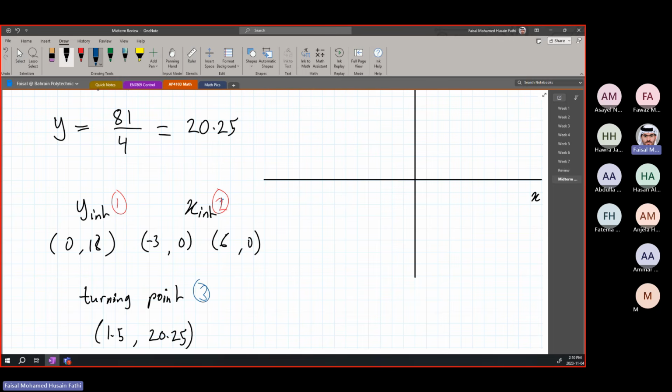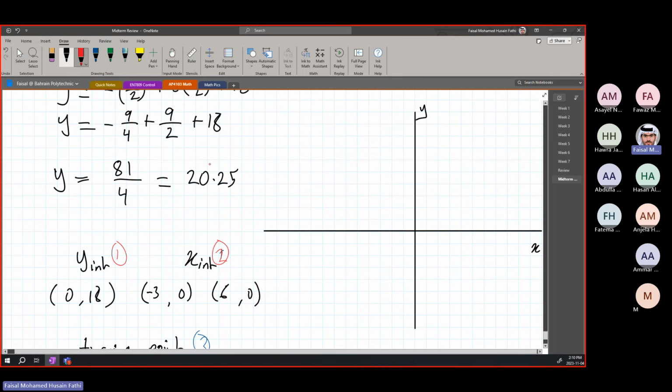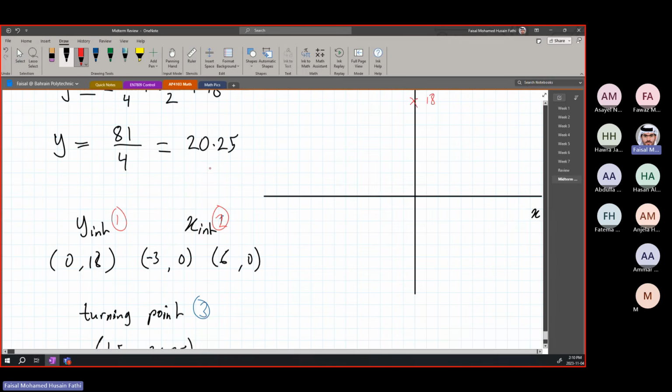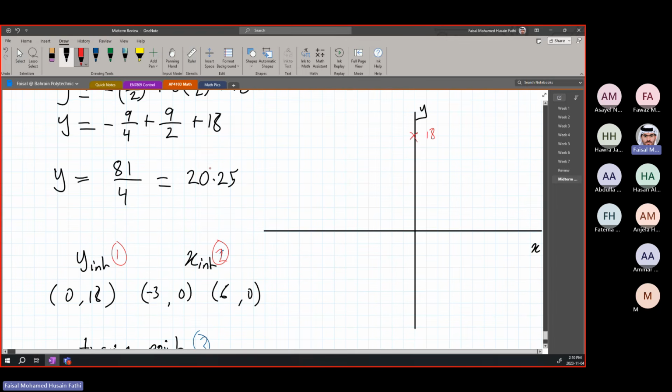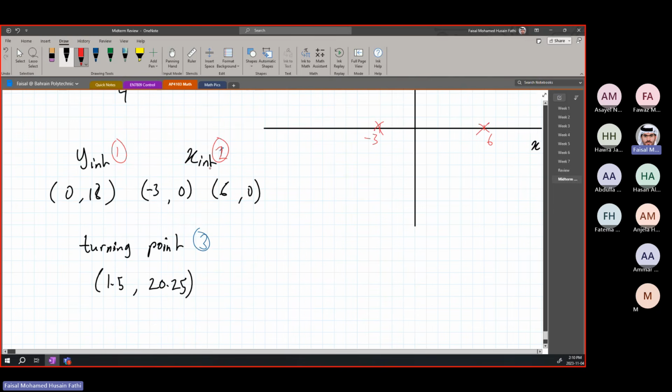Our first point is the y-intercept, which is 0, 18. So we go to the y-axis, 0. Let's say this is 18. Then the x-intercepts, minus 3 and 6. So these are all our points. We know the graph has to go through all of these points. Now, what is our turning point?